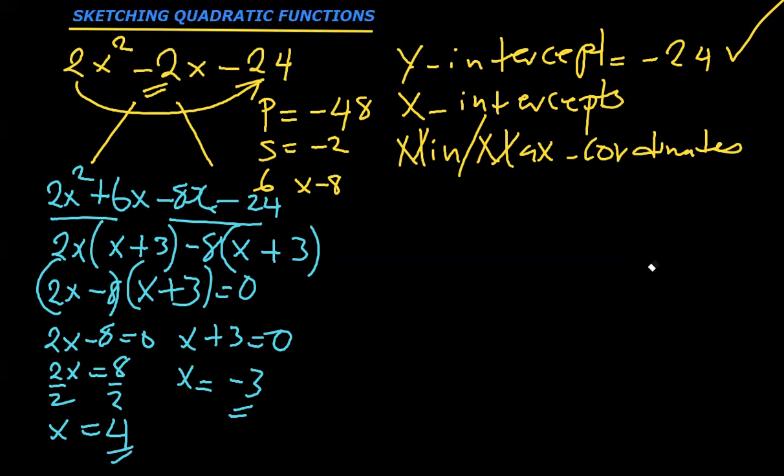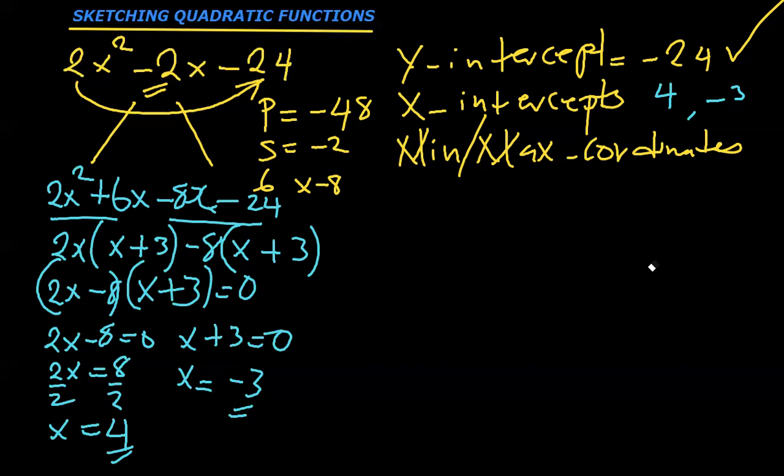So the two x-intercepts would be at the points 4 and negative 3. So we have the x and y intercepts. Now, the last thing we need to do is get the coordinates of either the maximum point or the minimum point.